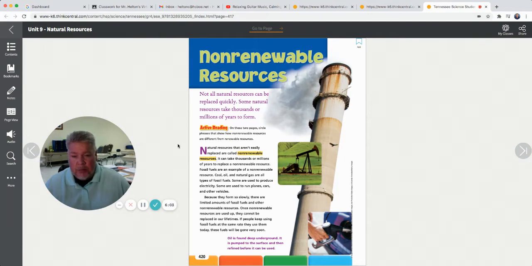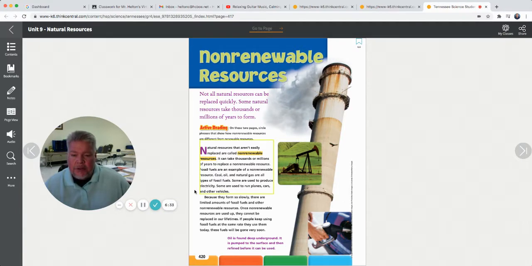So we had renewable ones that you can replace easily, but things on this page we're going to read about are non-renewable. It can take thousands or millions of years to replace a non-renewable resource. Let's underline this. Natural resources that aren't easily replaced are called non-renewable resources. Fossil fuels are an example of a non-renewable resource. Coal, oil, and natural gas are all types of fossil fuels.